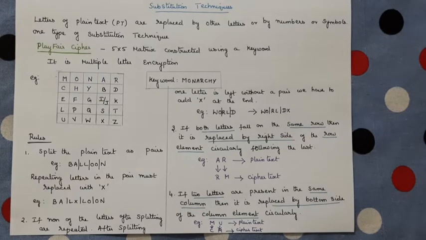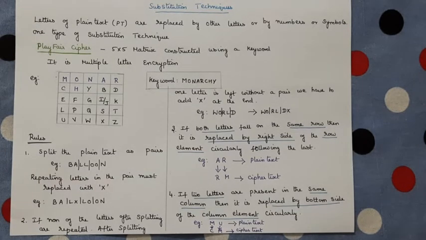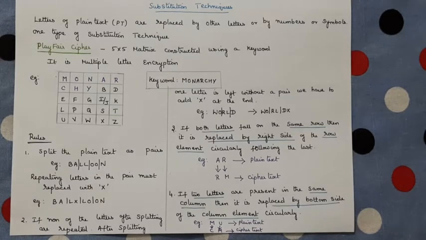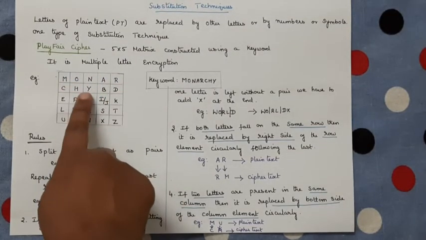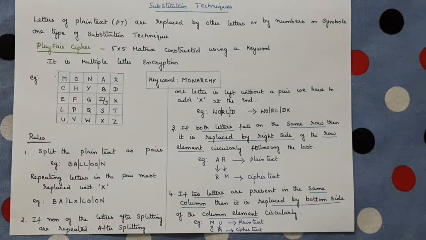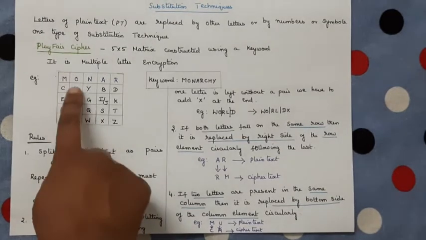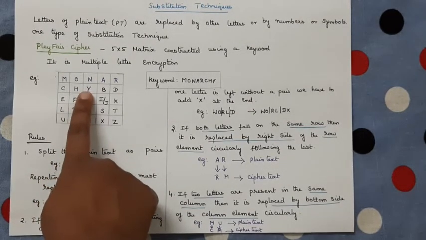So a keyword will be given to you. You have to take that keyword and construct a 5x5 matrix, and you should not forget to combine I and J, so that all 26 characters are included. For example, I have a keyword called monarchy. This keyword I need to write first in my 5x5 matrix. So I have written all my keyword letters.